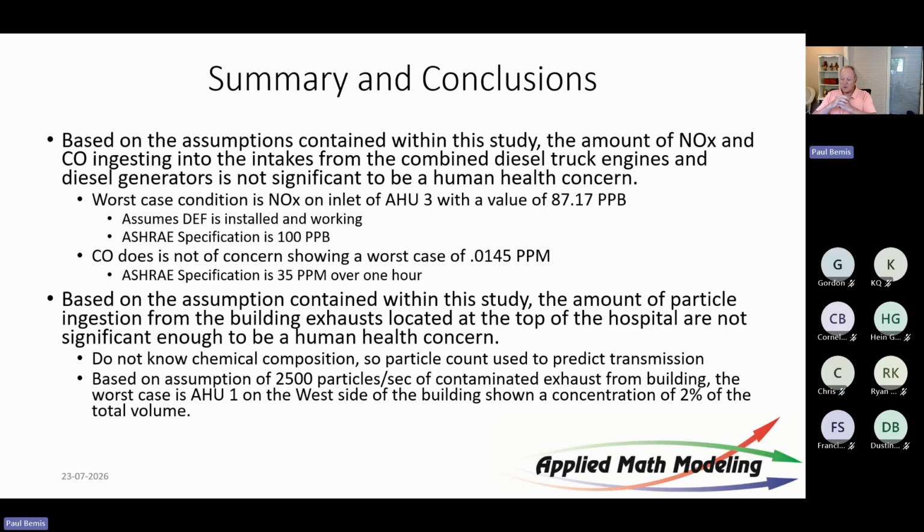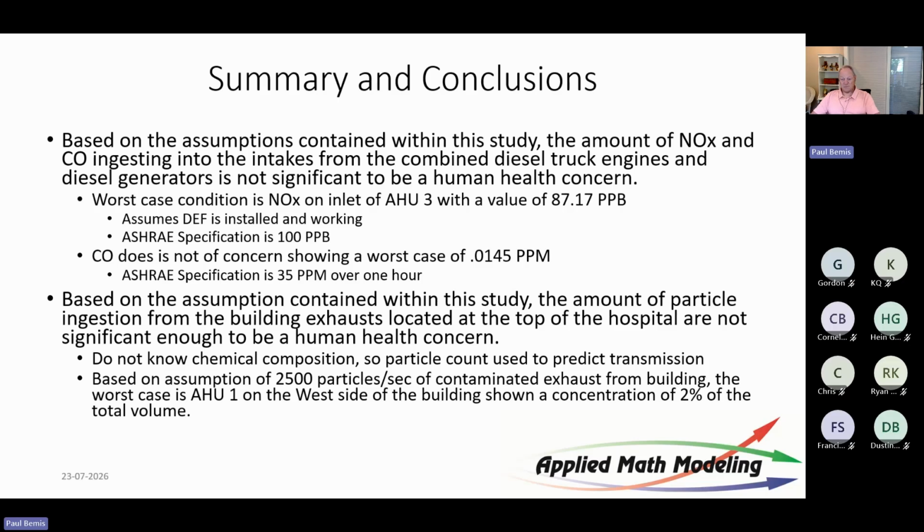We don't know the chemical composition, so particle count is what we use to predict the transmission. But the worst case scenario shows a concentration of 2% of the total volume. So it does depend what these things are. You know, if they're radioactive particles, the 2% might be of concern. And we don't always know exactly what's coming out of the building because, quite frankly, I'm not sure anybody does. So what we do in this case is make an assumption of volume, particles in this case, and then take a look at the worst case situation of concentration on that air handler.